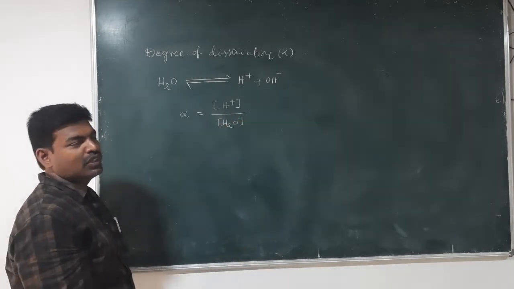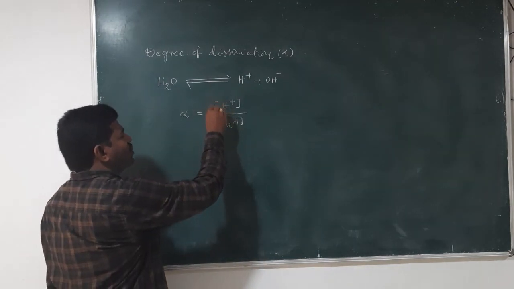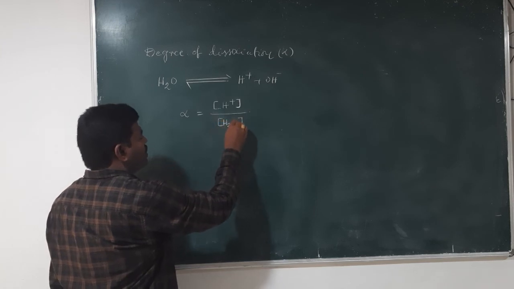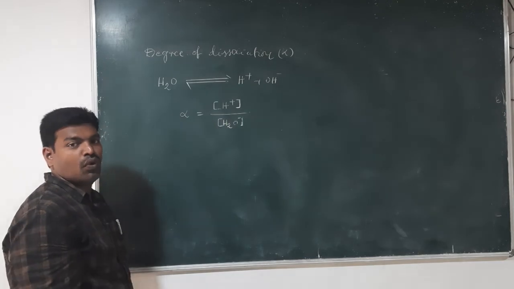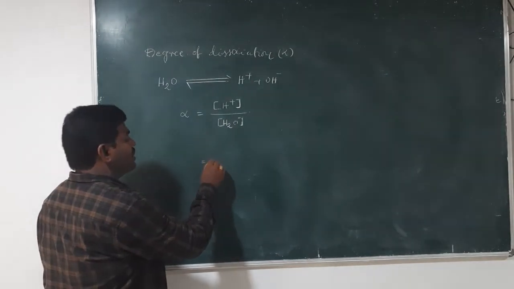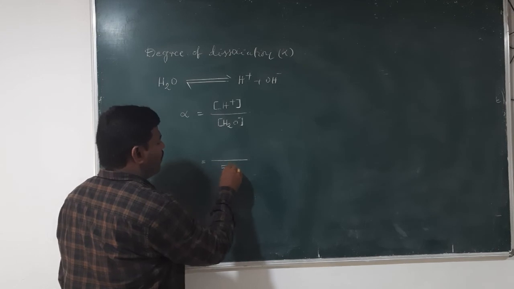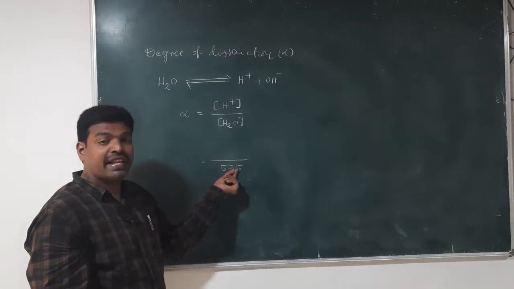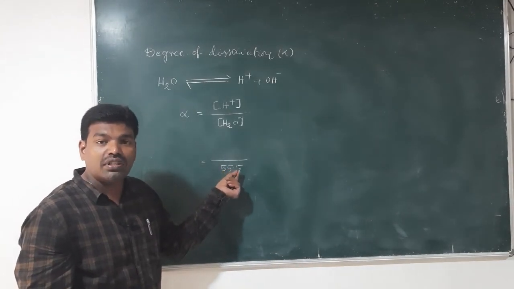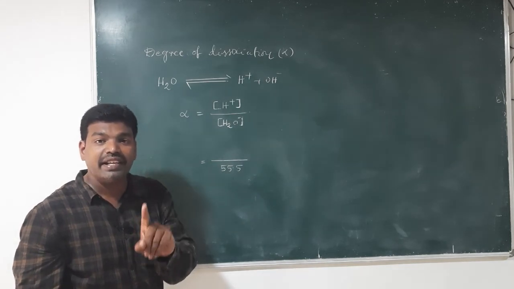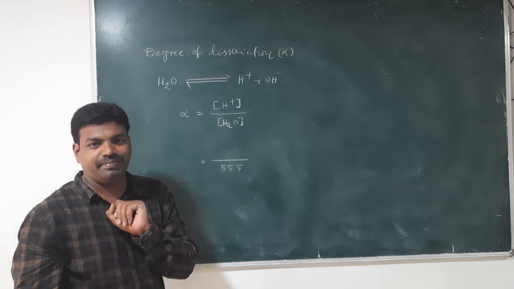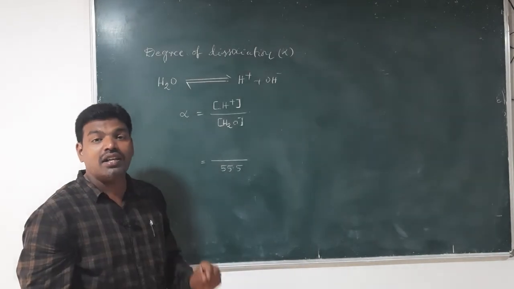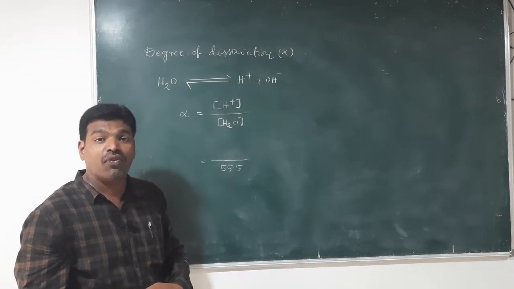So it is the concentration of dissociated species over the concentration of undissociated water. We know the concentration of undissociated water, that is 55.5 molar. 55.5 molar means 55.5 moles of water molecules present in 1 liter of water. So 55.5 molar is the concentration of undissociated water.